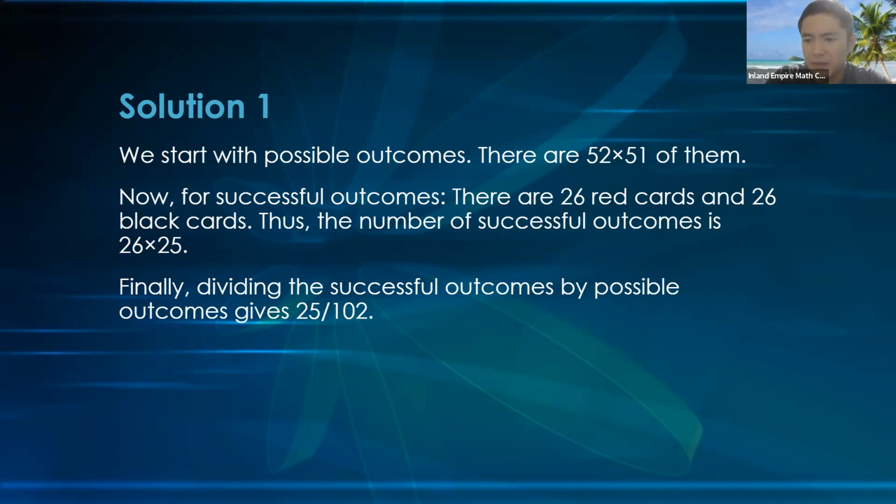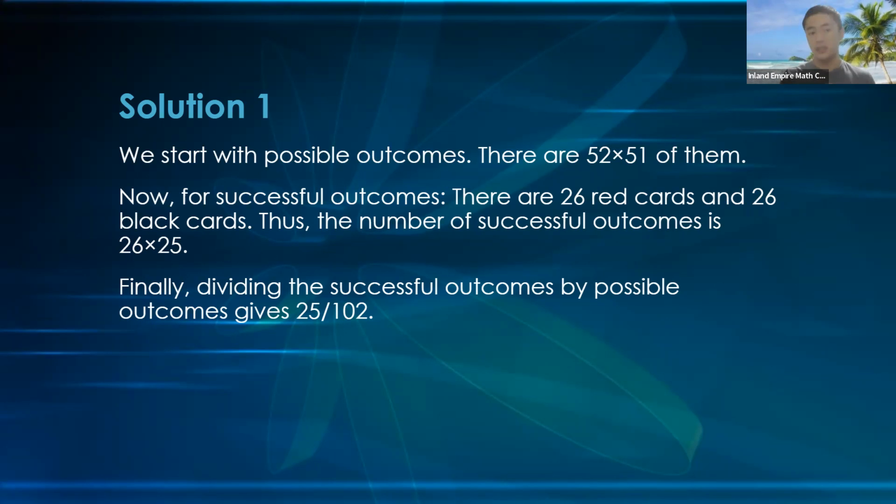This invokes the concepts we learned, like 2 classes ago. So if you have any questions, just type into the chat. So now let's calculate the successful outcomes. We know that there are 26 red cards and 26 black cards, right? So the number of successful outcomes is simply 26 times 25. And the reasoning is actually exactly like 52 times 51.